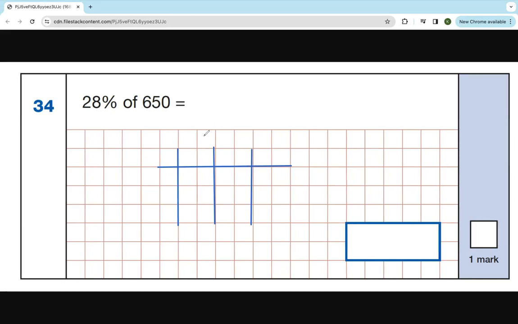So anyway, let's start. So 28%, if you look at this little symbol here, if we rearrange them, it just looks like 100. And this is so useful because this really is 28 over 100.